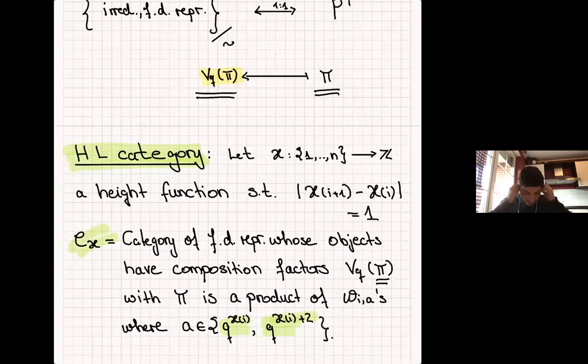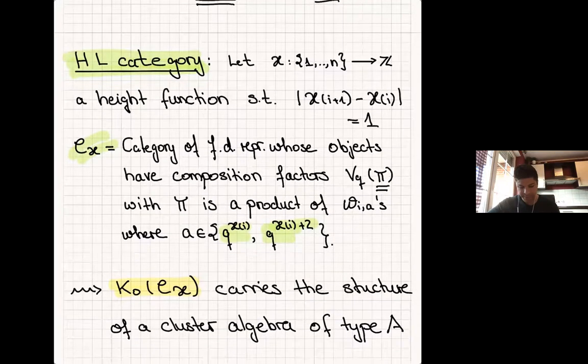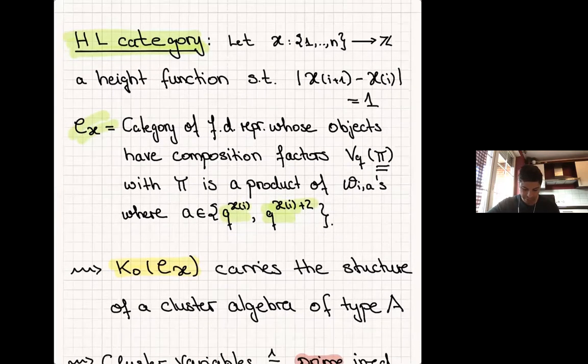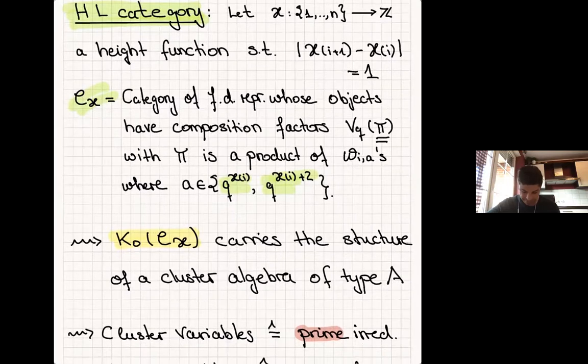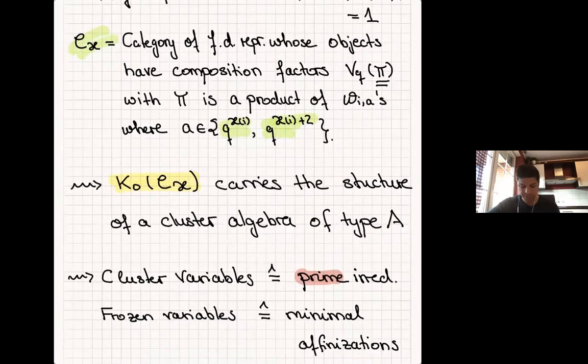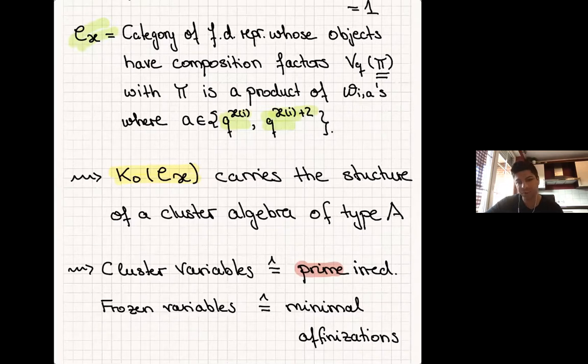And what turns out is that when you build this category, then the K0 of that category carries the structure of a cluster algebra of type A. So it's a monoidal categorification of a cluster algebra of type A. And this category is closed under tensor products. Okay, so when you look at the cluster variables in this cluster algebra, they correspond to the so-called prime irreducible modules. So, well, it's still in red. I haven't defined prime. And the frozen variables more or less correspond to the minimal affinizations, which are in type A just pullback of evaluation modules.